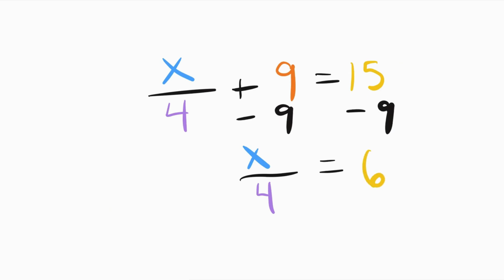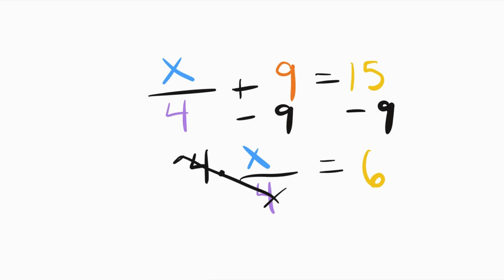And now we have x divided by 4 equals 6. Now we want to get the x alone, so we have to get rid of that divided by 4. How do we get rid of a divided by 4? Well, we multiply by 4. So multiply by 4, and that creates a 1. Basically they just cancel out.